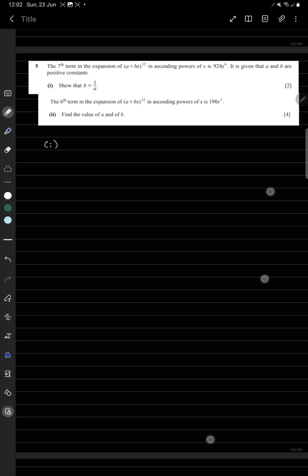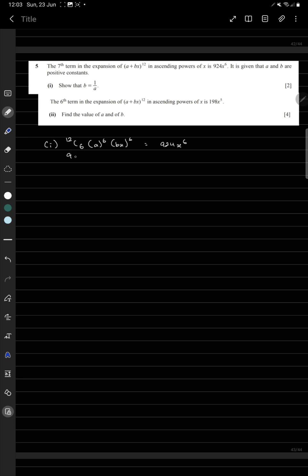Right? But we need to make sure that the x is going to be to the power of 6. So for the seventh term, we have 12C in the ascending powers of x. So that's going to be 12C6, right? Because in nCr, we start counting from 0. So this is your seventh term. So you're going to have a to the power of 6, (bx) to the power of 6. So this is going to be equal to 924x to the power of 6.